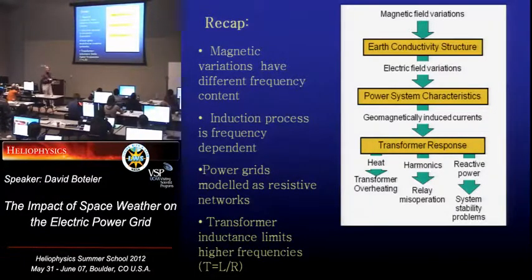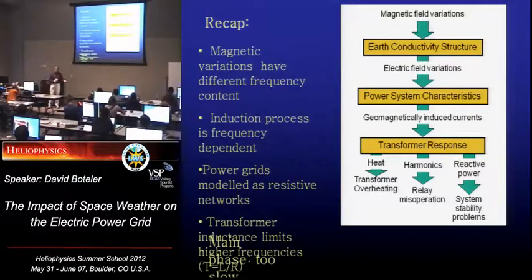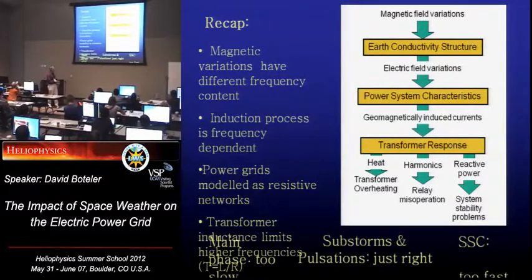Now, up to now, we've been modeling the power grids as a resistive network, but the transformers themselves have inductance. Something we need to look at is whether the L over R time constants of those are going to limit the higher frequencies. And that's what I think is happening. So unfortunately, this year, the text has changed. It's a bit like the three bears story, but a variation. Who's been sleeping with my power system? The main phase is too slow, the SSC are too fast, but the substorms and the pulsations are just right in terms of the frequencies to cause problems.